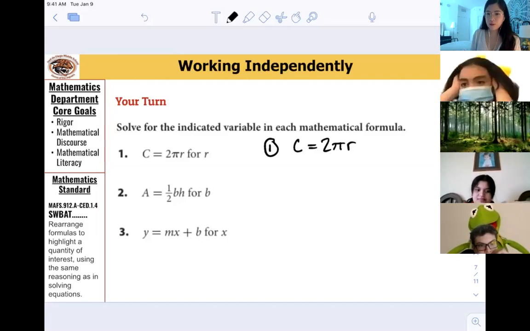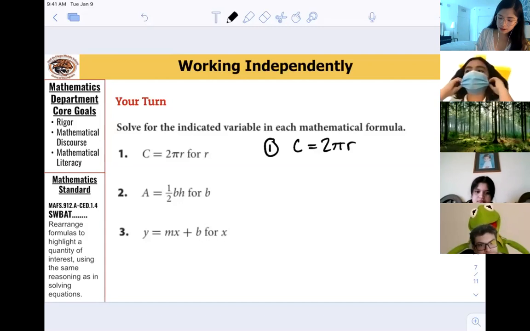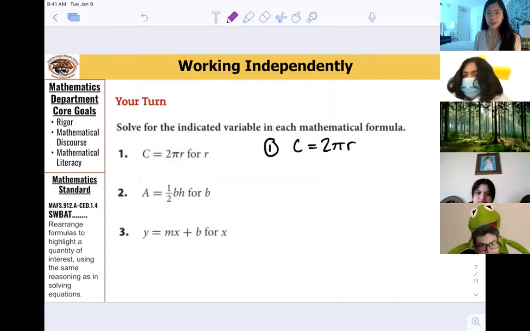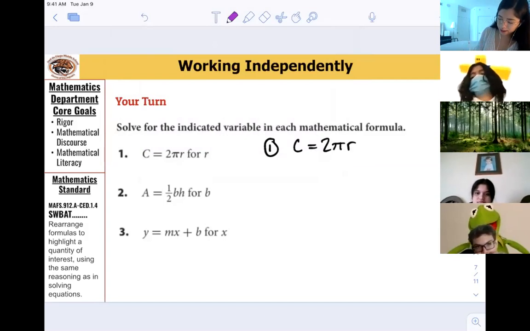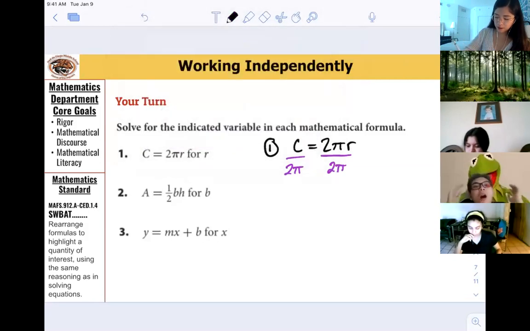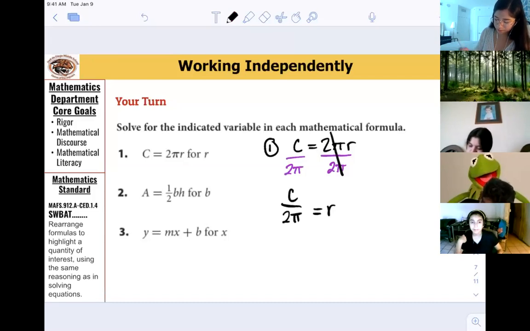The 2 pi. And what operation is holding it to the r? Multiplication. And how do we undo multiplication? By dividing. Good. So all we need to do to get rid of that 2 pi is divide by 2 pi. And since we're doing it on the right side, I also have to do it on the left. That eliminates the 2 pi, and I'm left with r equals c over 2 pi, which you can rewrite the other way around.